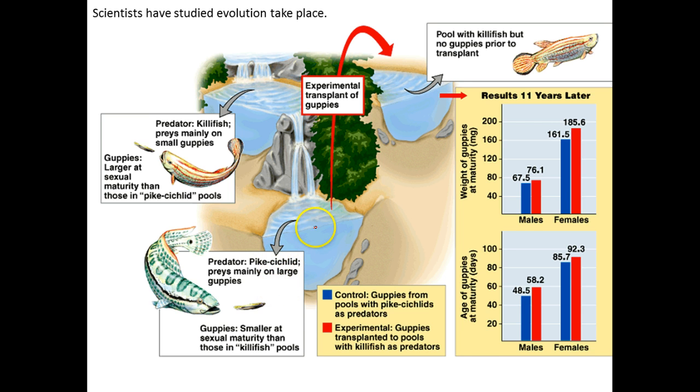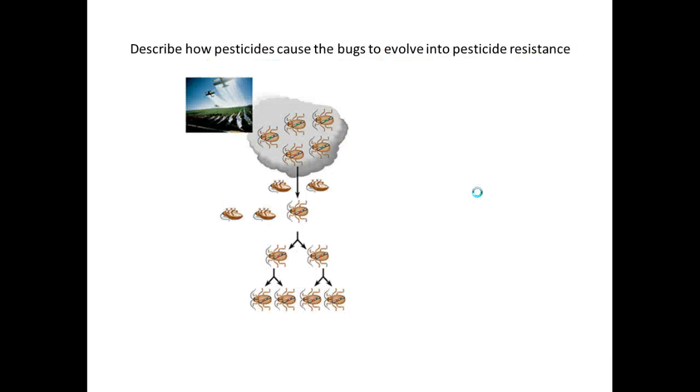When they transplanted these guppies into another pool with killifish but no guppies prior to transplant, they saw changes, and after 11 years they saw how the size and the age at maturity changed. Many studies have taken place in places such as this and the Galapagos to see how the environment affects phenotypes and how over time their phenotypes change. And that's what we mean by evolution: change over time.